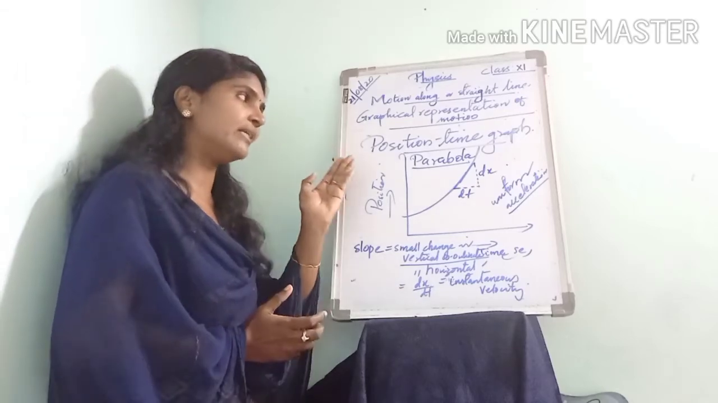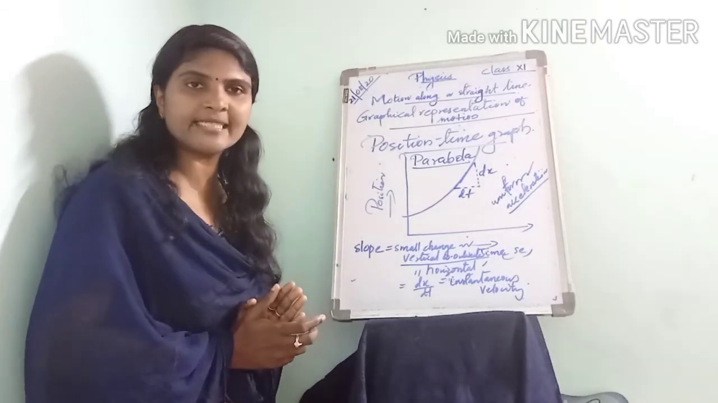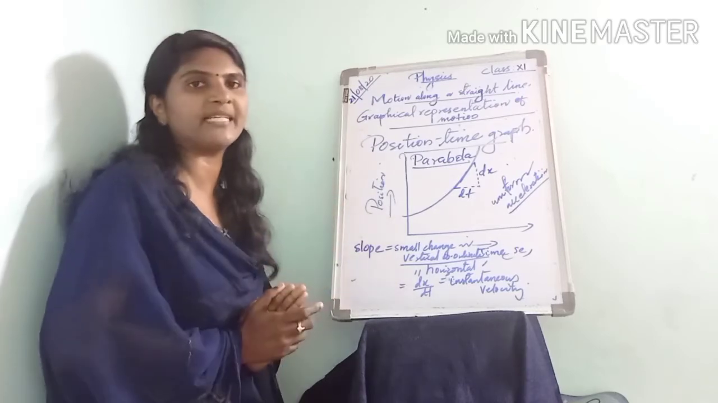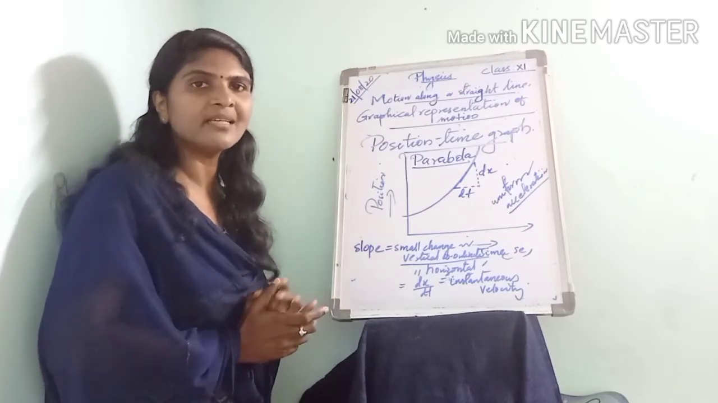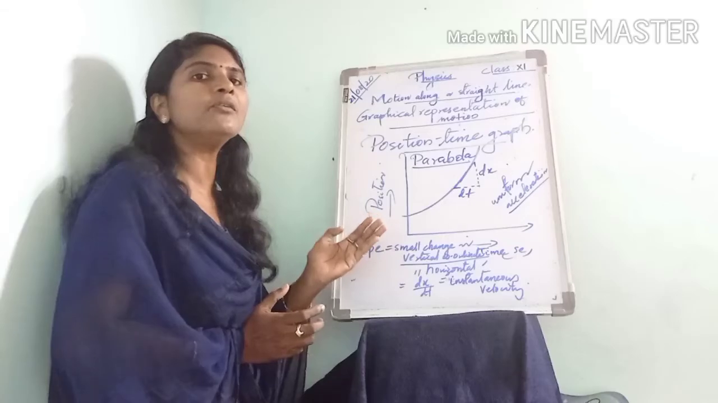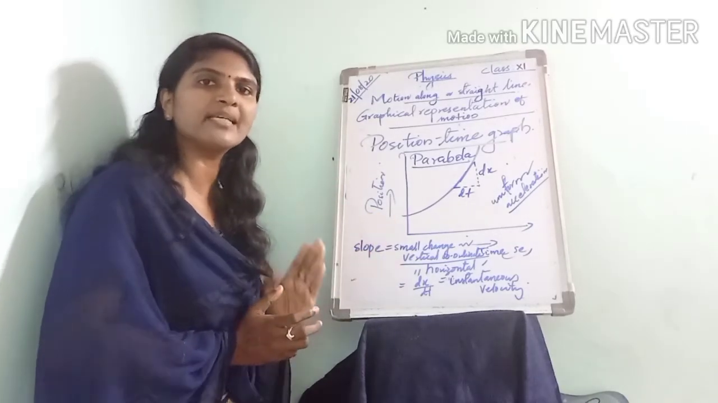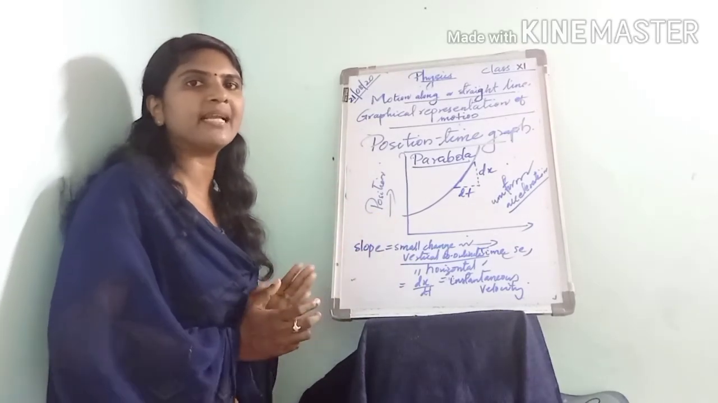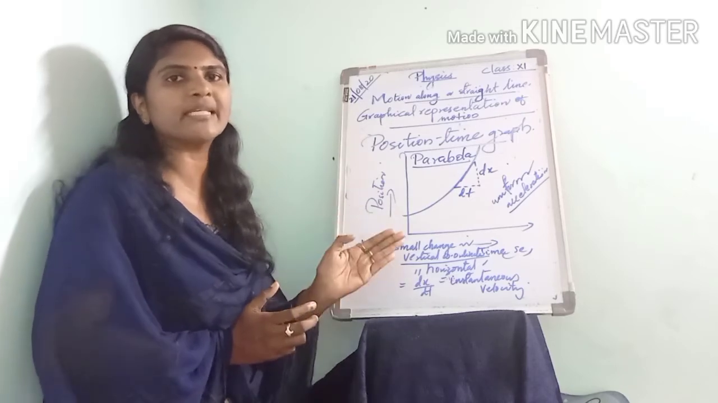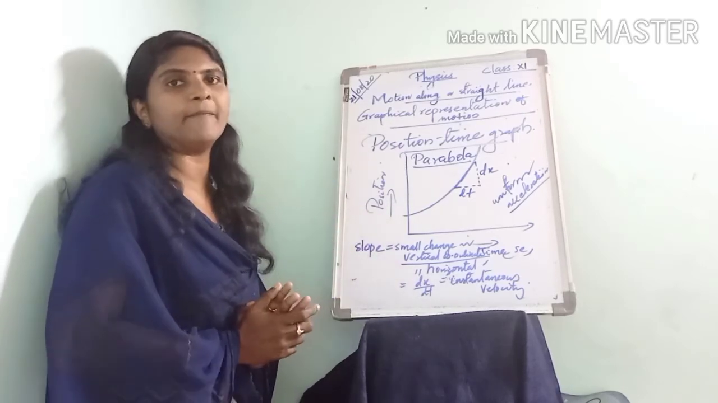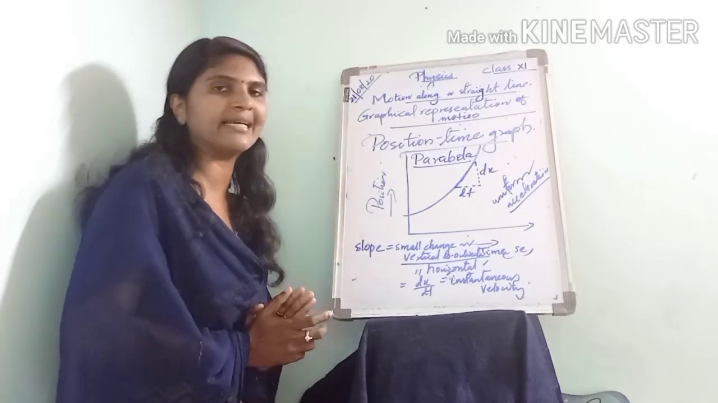Next, we learned instantaneous velocity. That is the velocity of an object at a particular instant of time. It is equal to the limiting value of average velocity when delta t approaches 0. It can be represented as the limit as delta t tends to 0 of delta x by delta t, which is equal to dx by dt.